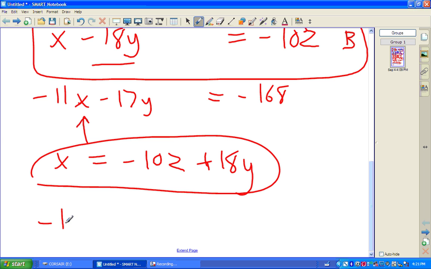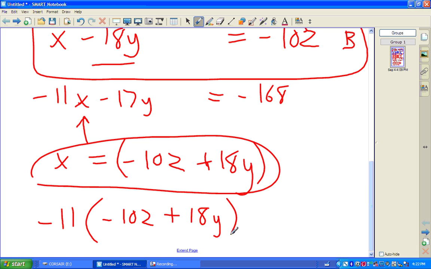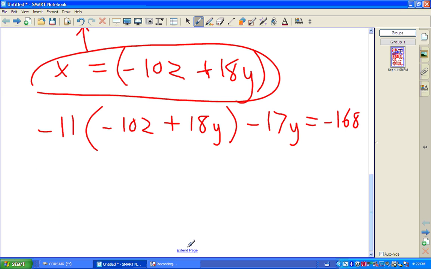Okay, so minus 11 times x. And I plug this whole thing in here. Every time I see an x, I just plug it in. Minus 102 plus 18y. And don't forget the rest of the equation. Minus 17y equals minus 168. Okay, so I've got a whole equation here. Now I got some math to do.